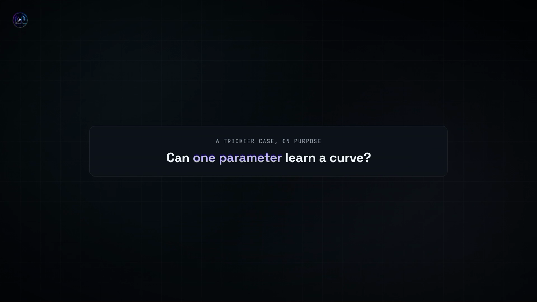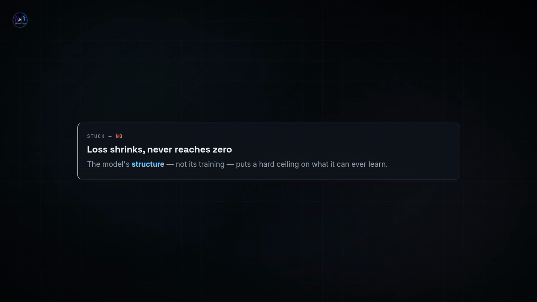Here's a trickier case, on purpose, because a good mental model has to survive an attack. What if the real pattern isn't a straight line? Can one parameter still learn it, no matter how long we train? No. Watch this new dataset, the true relationship curves. No matter how we adjust our single parameter w, the loss gets small but never reaches 0. It's stuck. The model structure, not its training, puts a hard ceiling on what it can ever learn. More training cannot fix a model that is structurally too simple for the pattern.